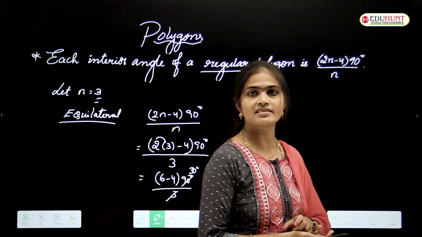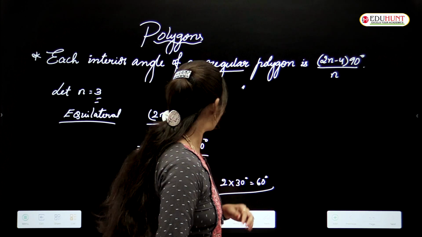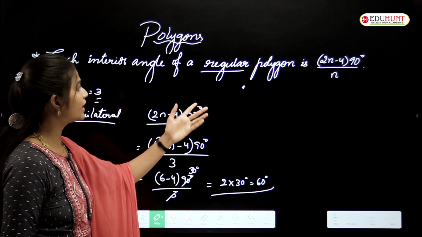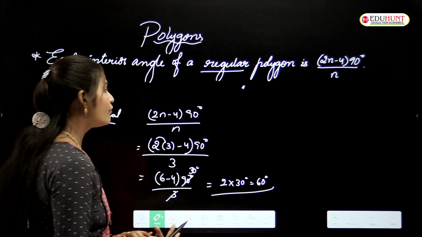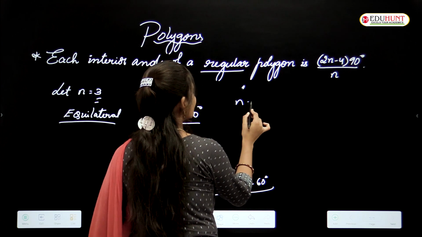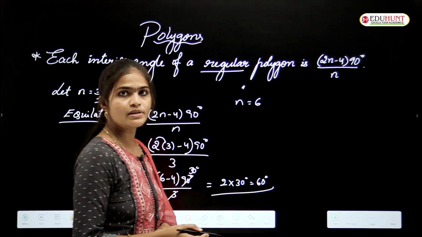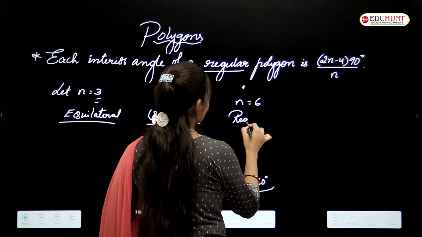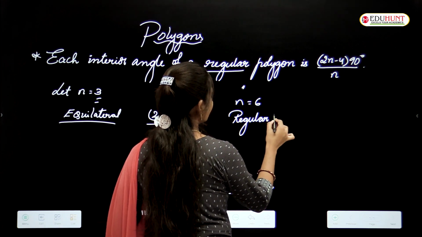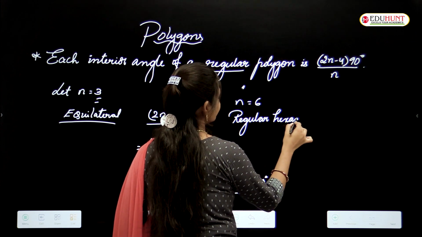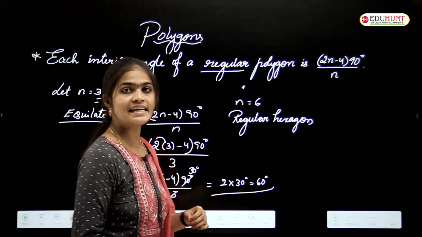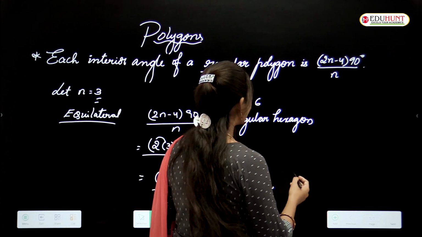Just previously we discussed that, right? Okay, so in this way we can find any interior angle of a regular polygon. For example, here n is equal to 6. n equal to 6 means it is a regular hexagon. We will call that figure a regular hexagon. Then, for a regular hexagon, how much does each angle measure?